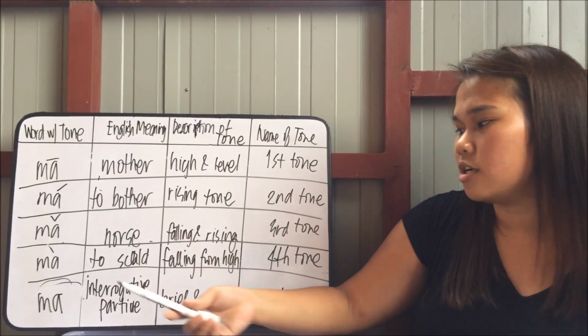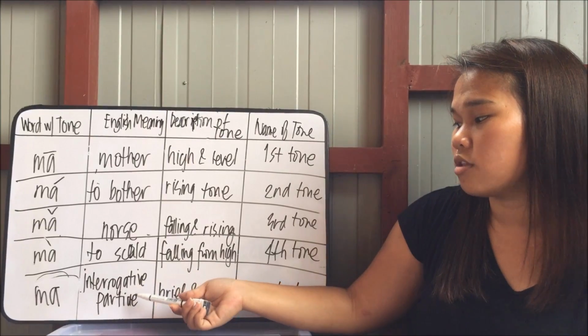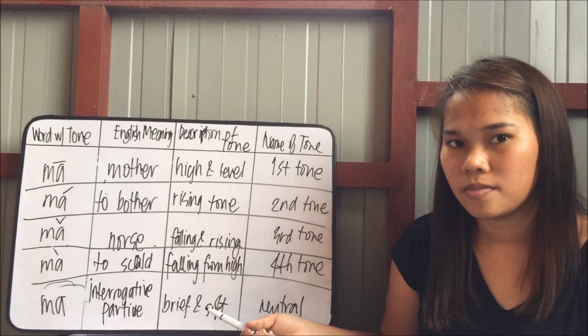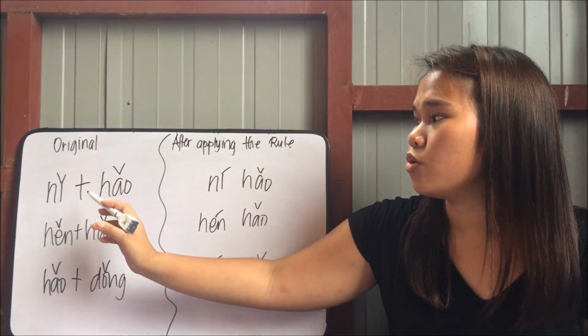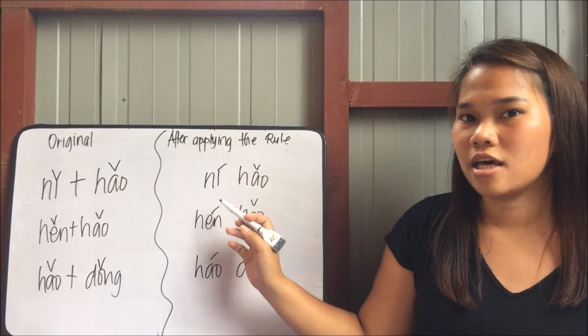And now we have the neutral tone. Using the neutral tone, you have ma. This is an interrogative particle, and it is brief and short. We have different rules in Mandarin. First, if there are two third tones in a row, the first tone should be replaced by a second tone.